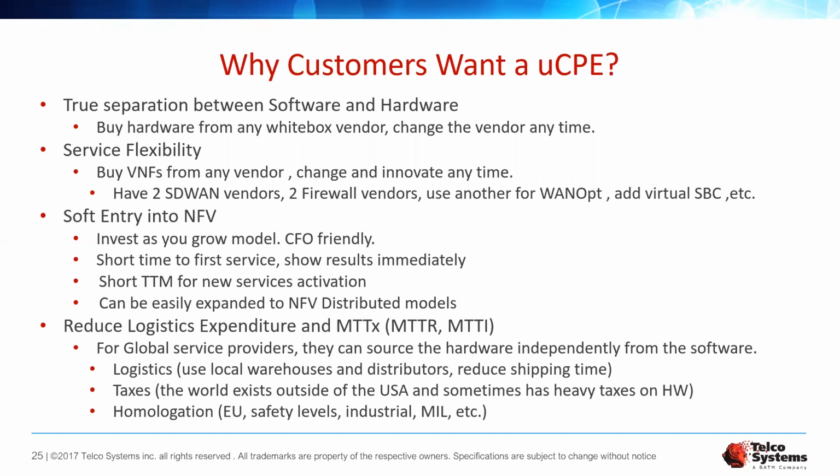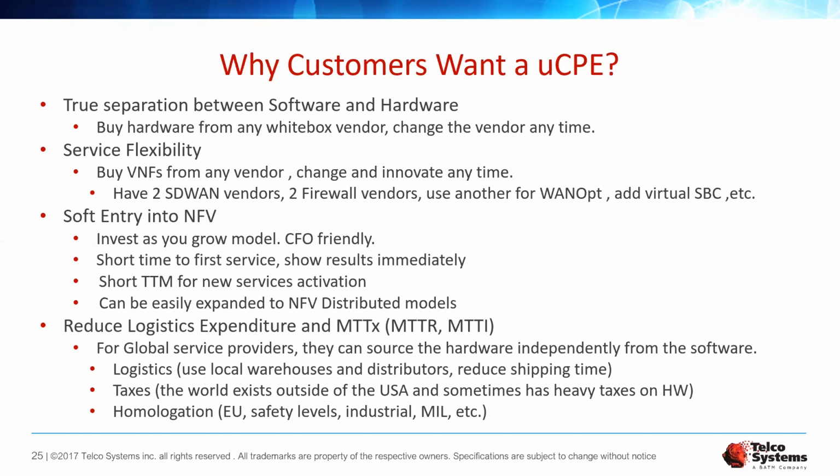Taxes, in some places, perhaps not in the US, but in other places, there are heavy taxes on hardware. But if you ship generic hardware, or if you buy hardware made in that country, making a universal CPE is way easier than making a specialized router, because, as we said, it has a few ports, but inside is a computer. So taxes have a lot of meaning in many places.